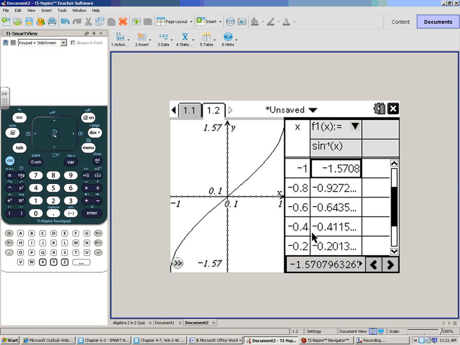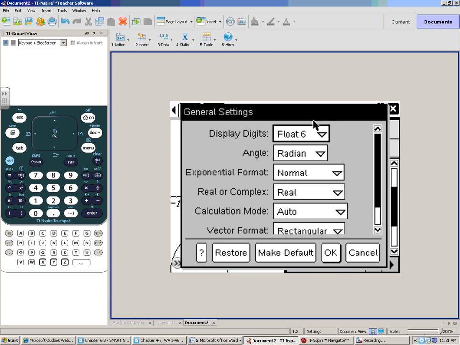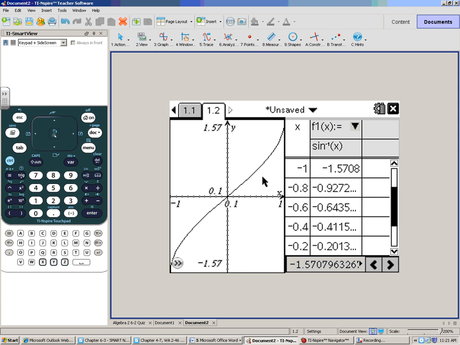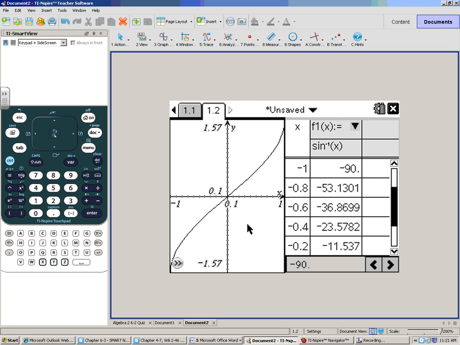Now, if you are on your Inspire and you click up here and you go to Settings and go to General, if I go to Angle and hit Degree and hit OK, notice what happened. They went from radian decimal angle measurements to angle measurements that are now in degrees. So this is actually -90 degrees. This is -53 degrees. This is -36 degrees. Do you see that? And check out that the graph is still in radian measurement. The 83 and 84s do not do that. Do you understand that? Yes or no?